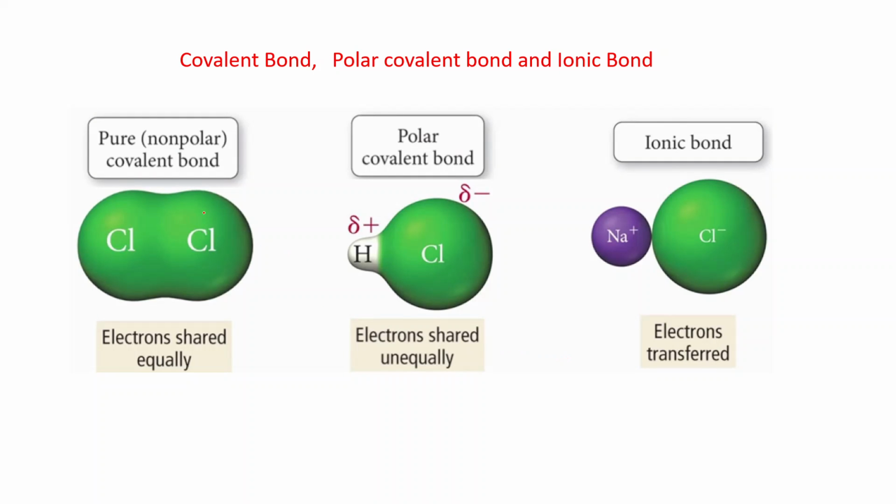You can see the non-polar covalent bond, polar covalent bond and ionic bond. In this case, electrons are shared equally. In this, electrons are shared unequally. Electrons are closer to the more electronegative atom. That's why it acquires the partial charge. This delta represents the partial charge. This is the partial negative charge, and the less electronegative atom acquires the partial positive charge. And in the case of an ionic bond, complete transfer of electrons takes place. Na lost the electron and Cl gained the electron.